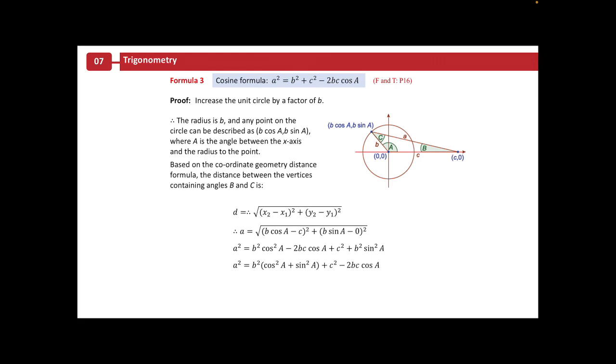Factorising this, we can write it as a squared equals b squared (cos squared A plus sine squared A) plus c squared minus 2bc cos A. But we know that cos squared A plus sine squared A equals 1, and substituting this into our formula gives us a squared equals b squared plus c squared minus 2bc cos A. Please pause the video and take down this proof.